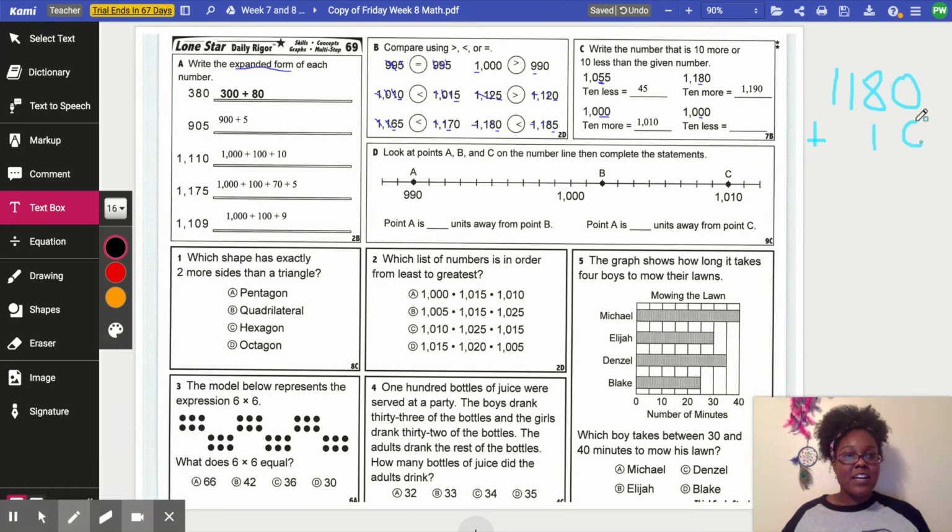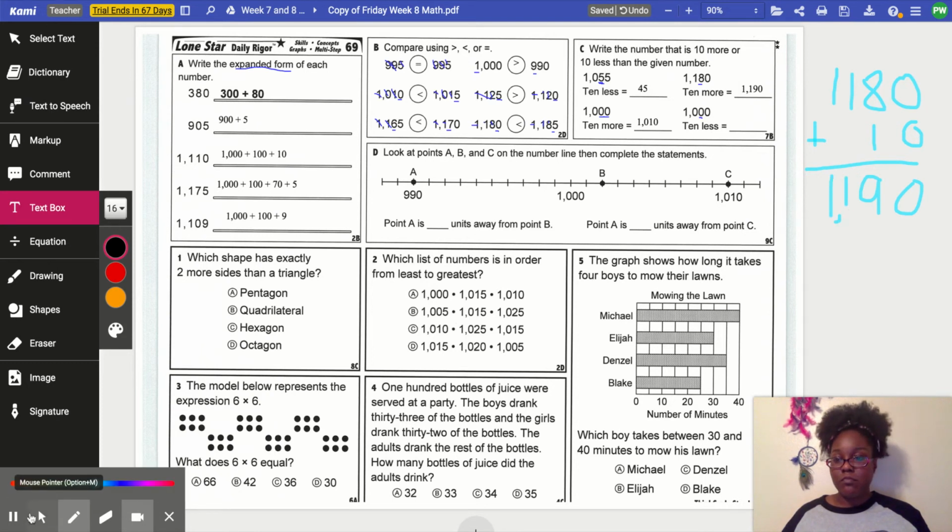Over here, I'm going to add 10. 0 plus 0 is 0. 8 plus 1 is 9. I still have a 1 in my hundreds place and a 1 in my thousands place. So if you need to add it out like this, that's fine.